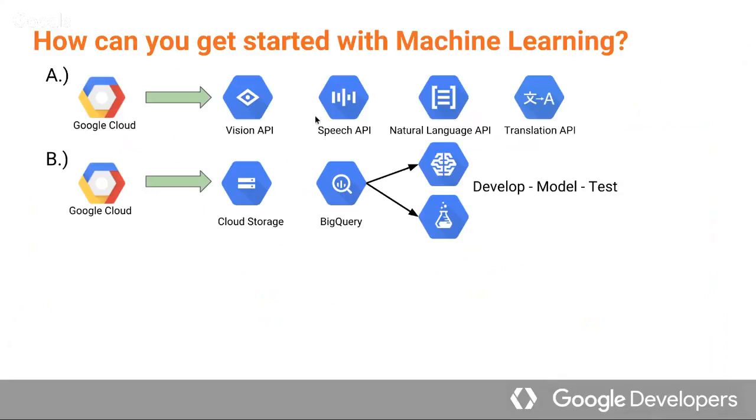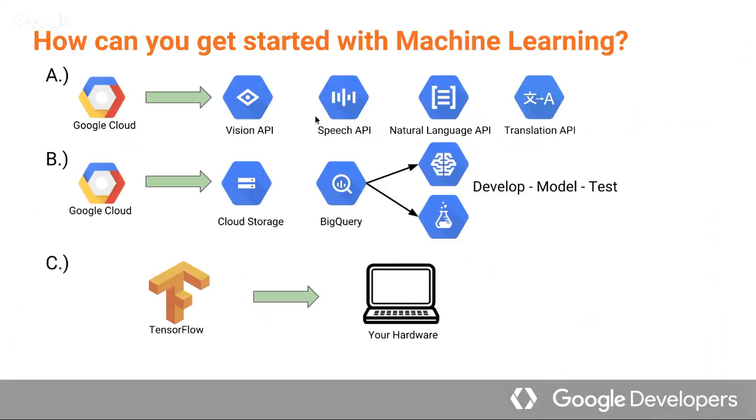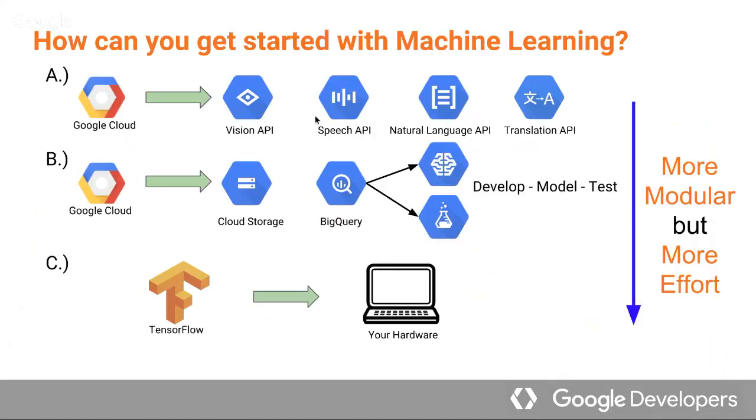Step number two is you are still using Google Cloud, but you are storing your data in cloud storage. You are running BigQuery and you are using ML Engine to develop, model, and test. And the last one is TensorFlow on your own hardware. So here, when you are traversing from step A to step C, you will get more modularity. That is, you will be able to make your model the way you want it, but the effort required will be higher.